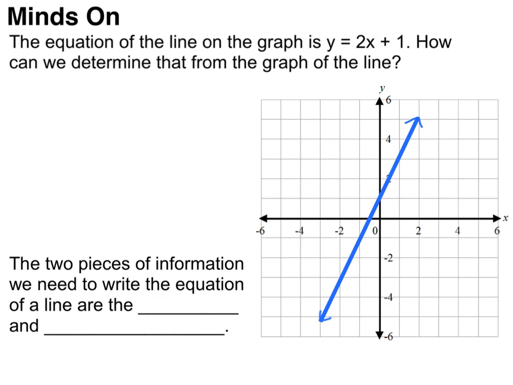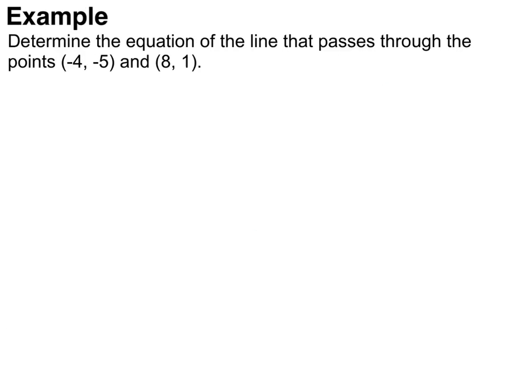Okay? The two pieces of information that we need to write the equation of a line are slope, and then also you need the y-intercept. Okay? So throughout this whole exercise, we're going to try and figure out how to get slope and how to get the y-intercept of a line, but we're not going to be given the graph. So this is what I mean.